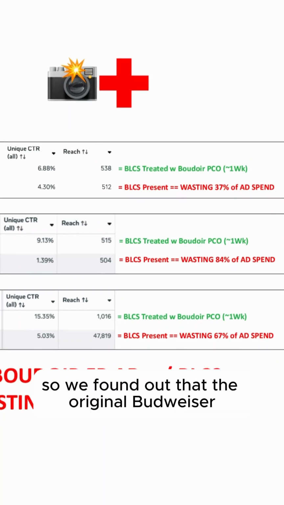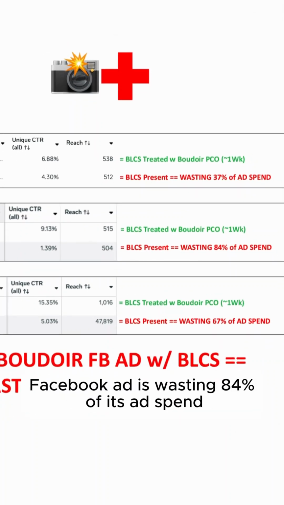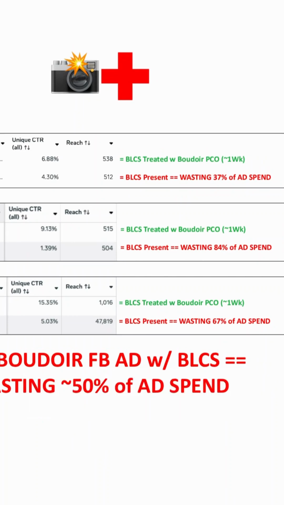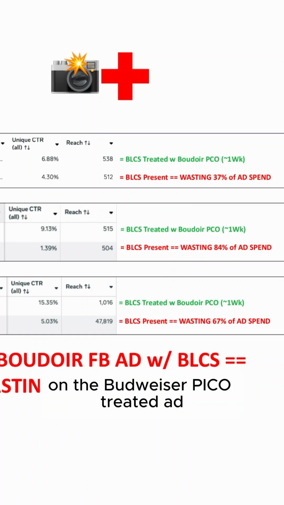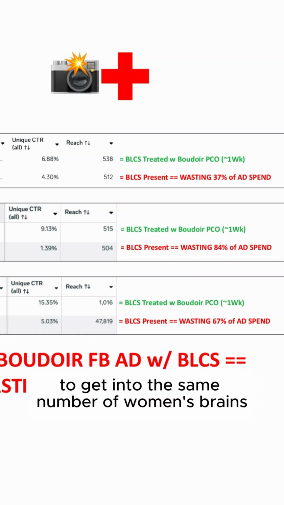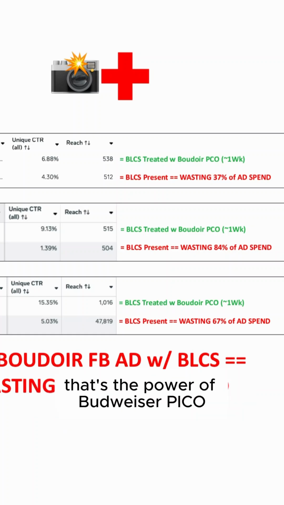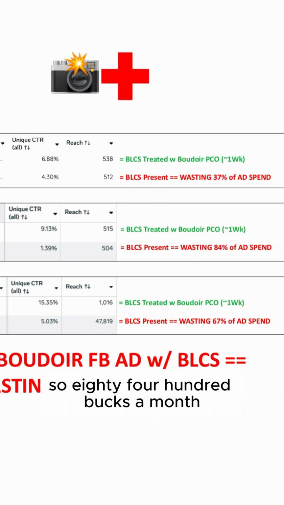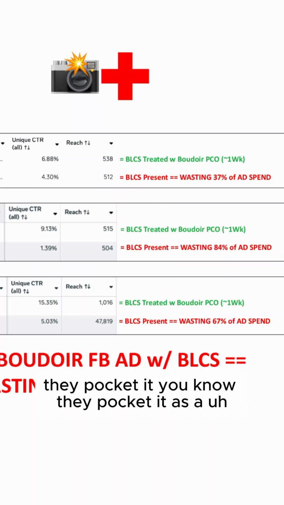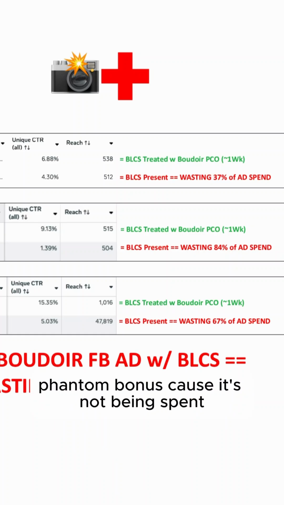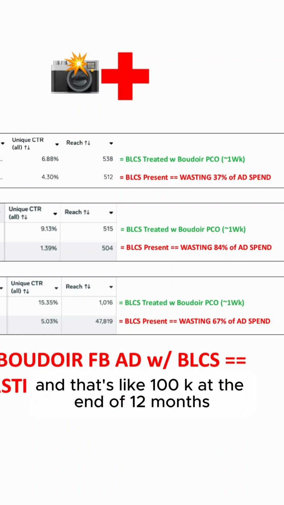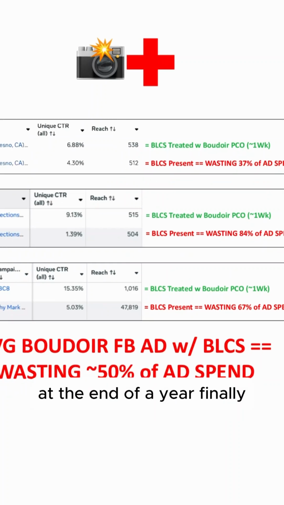So we found out that the original Boudoir Facebook ad is wasting 84% of its ad spend. So if they were spending 10 grand a month on Boudoir Facebook ads, that means they now only need to spend 1.6 grand a month on the Boudoir Pico treated ad to get into the same number of women's brains. That's the power of Boudoir Pico. So 8,400 bucks a month, they don't even have to spend it anymore. They pocket it as an extra bonus, phantom bonus, because it's not being spent. And that's like 100K at the end of a year.